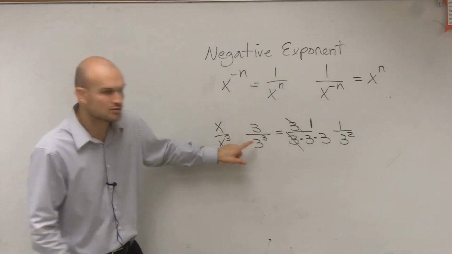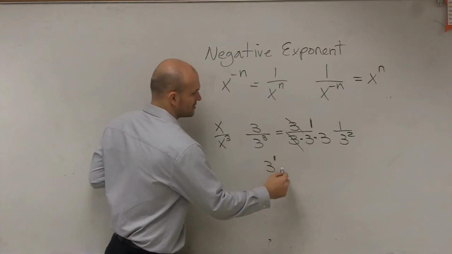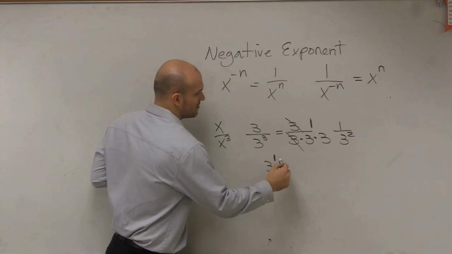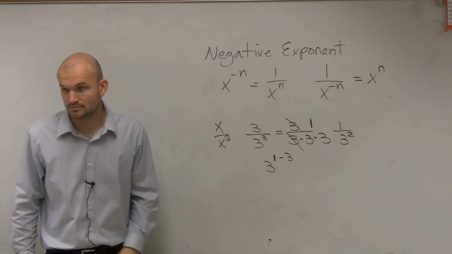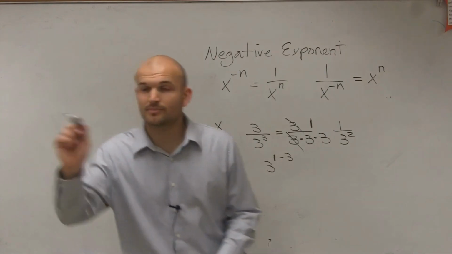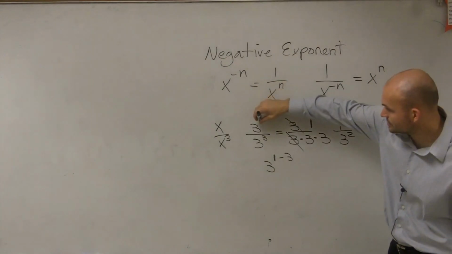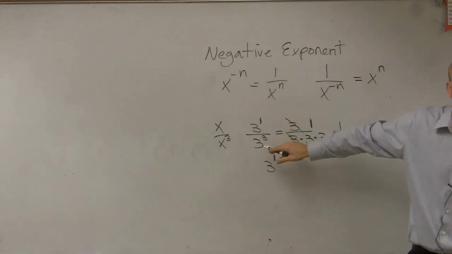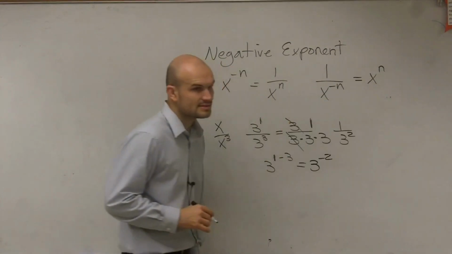If I was going to follow the quotient rule, that would be what? 3 to the first minus 3. Right? If you were to apply the quotient rule, you would take the power in the numerator and subtract it from the power in the denominator. So 1 minus 3, right?